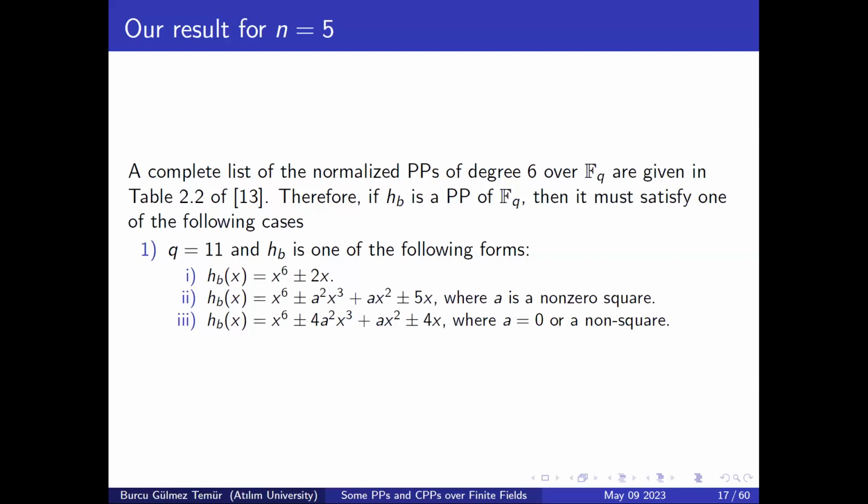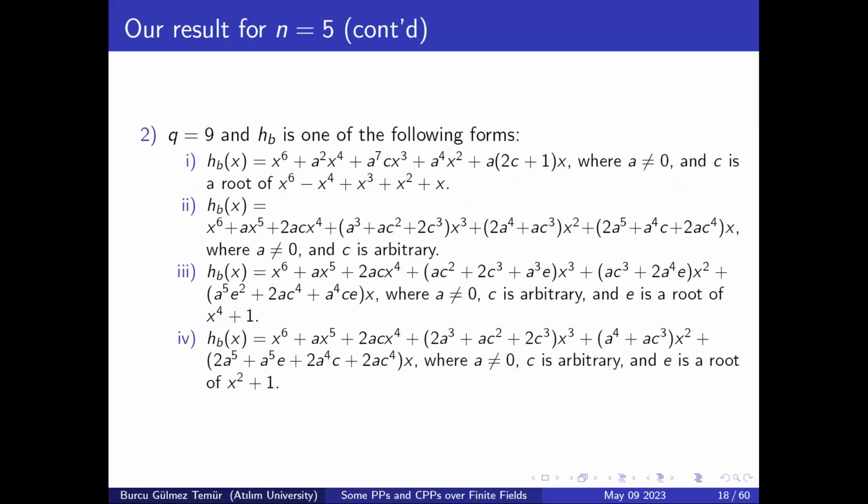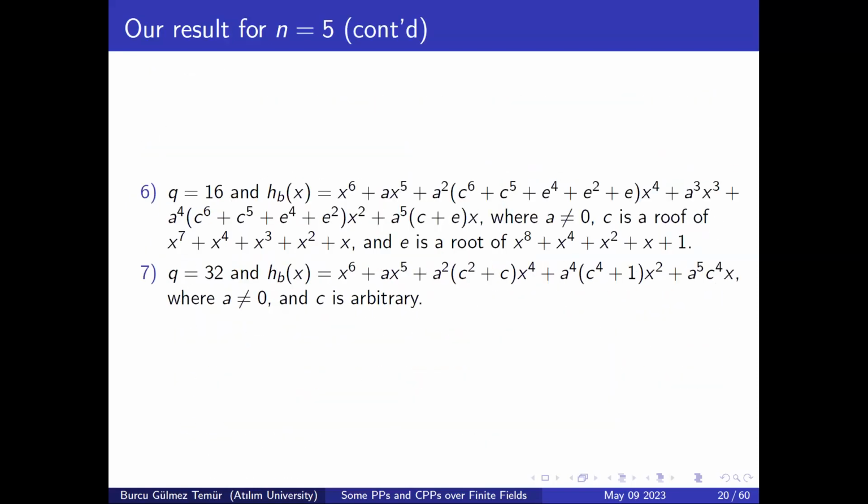Sorry. But the idea is here, we have seen that in the literature, we have the complete list of normalized permutation polynomials of degree 6. And the idea was to just compare our polynomial with the list. And we did it. And we have seen that if h_b is a permutation polynomial, it must satisfy these. This is the complete list. It's not a very huge list, as you see.